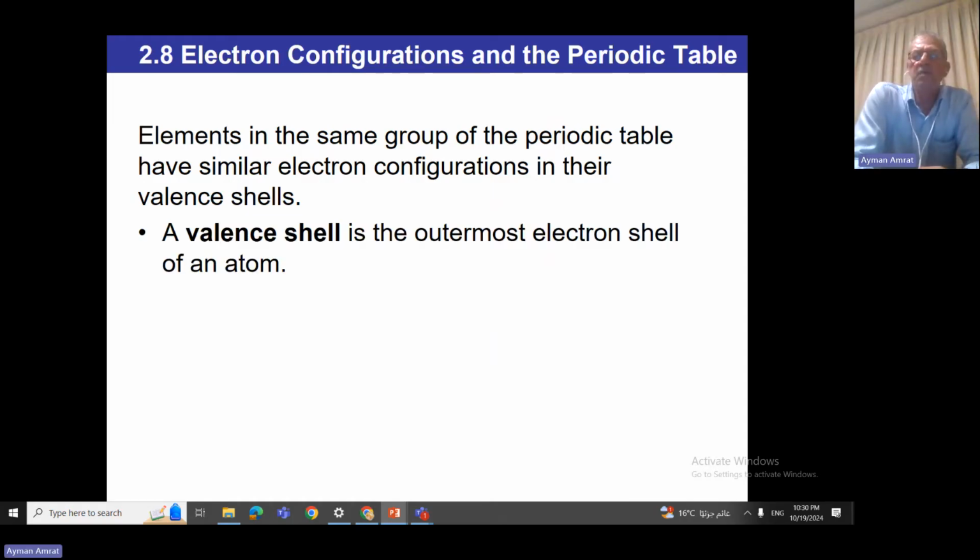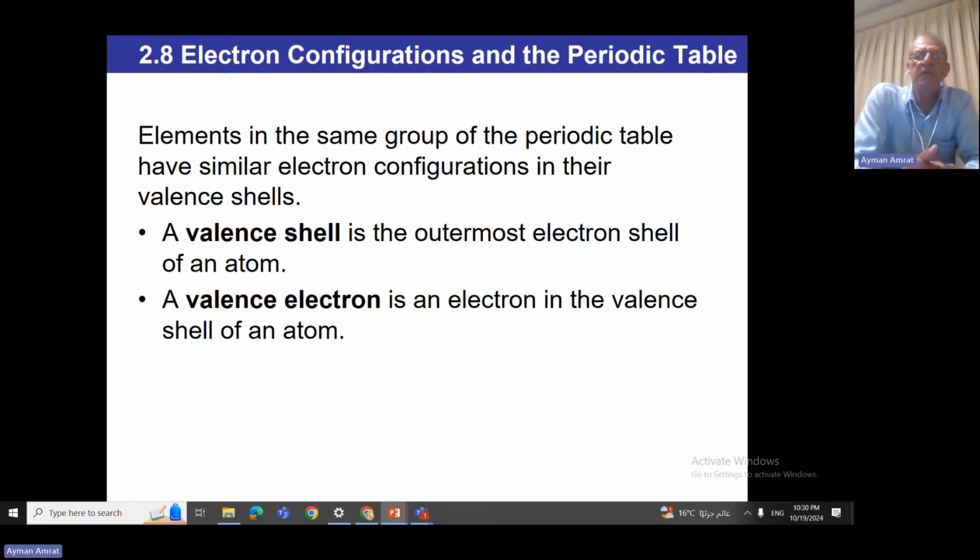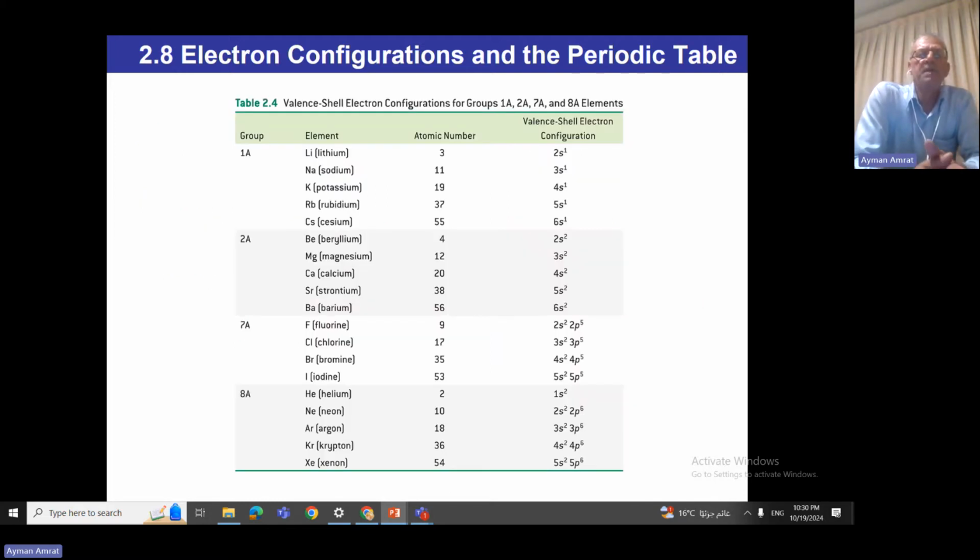Valence shell is the outermost electron shell of an atom. Valence electrons are the electrons in the valence shell of an atom. For example, group 1A, lithium, sodium, potassium, they have one valence electron, while group 2A has 2 electrons, and so on. So these groups are similar in their valence electrons, so they are similar in their properties and behavior.